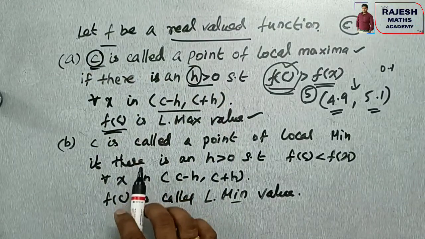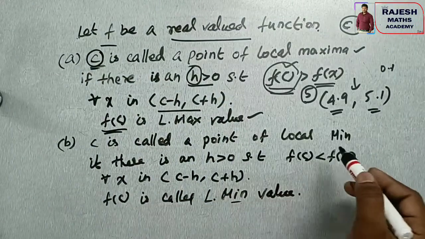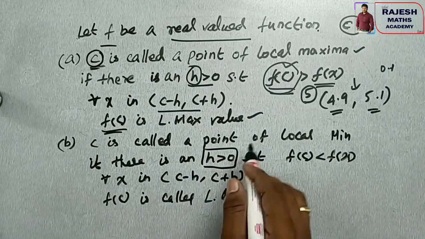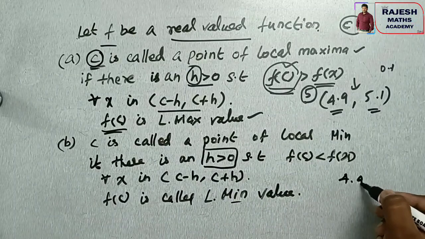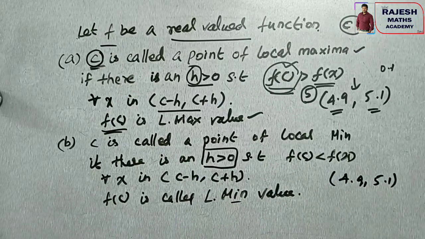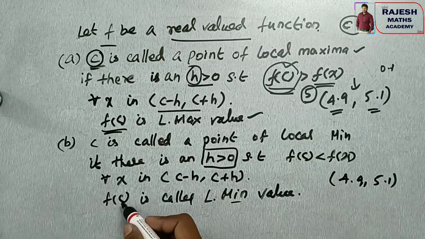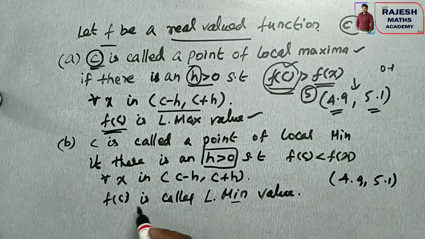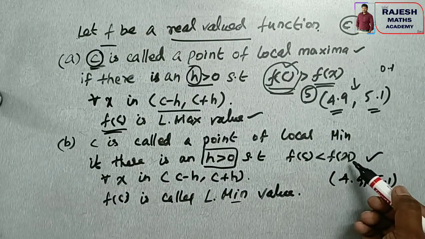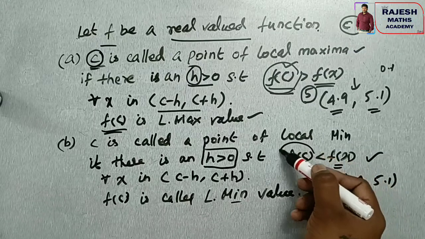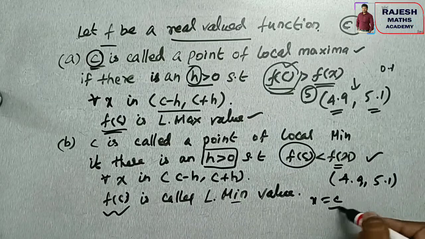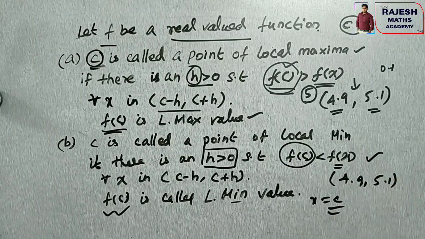Now the second case, local minima. C is called a point of local minima if there exists a small h greater than 0. The same interval and the same h value can be taken, so I get the interval 4.9 to 5.1. In this interval, if f of C is less than f of x for all the values of x, then this f of C is called the local minimum value and it is attained at x equal to C. This is the definition of local maximum and local minimum.